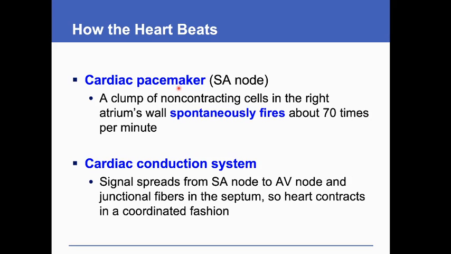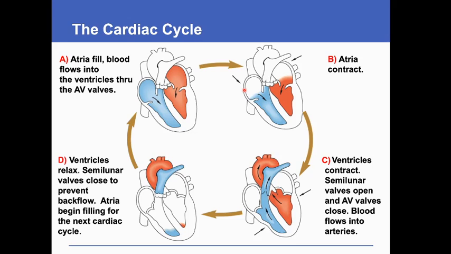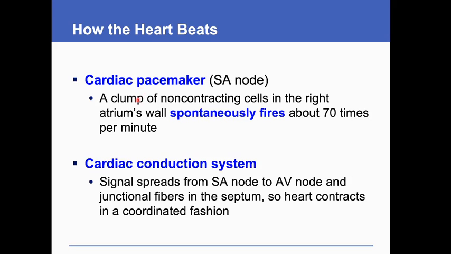But there is an actual cardiac pacemaker. It's known as the SA node, and it's located right about here. It's located in the wall of your right atrium, and it's a clump of non-contracting cells that fire, just like neurons fire. They fire spontaneously, all by themselves, over and over again, about 70 times a minute, which of course means that the average heart rate for a healthy human is about 70 or 72 beats a minute.